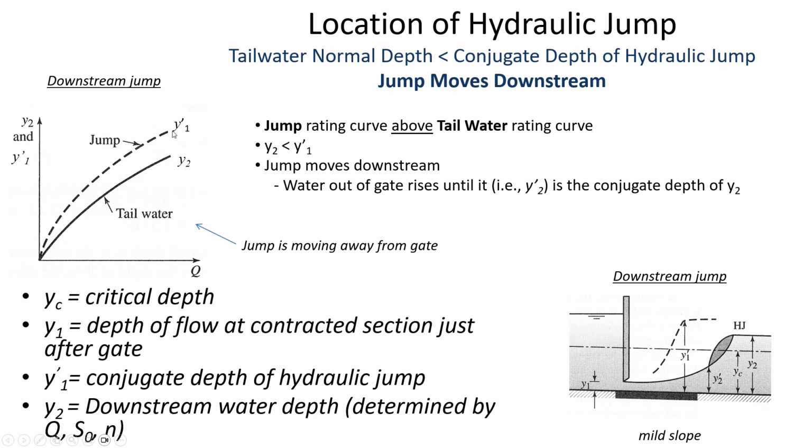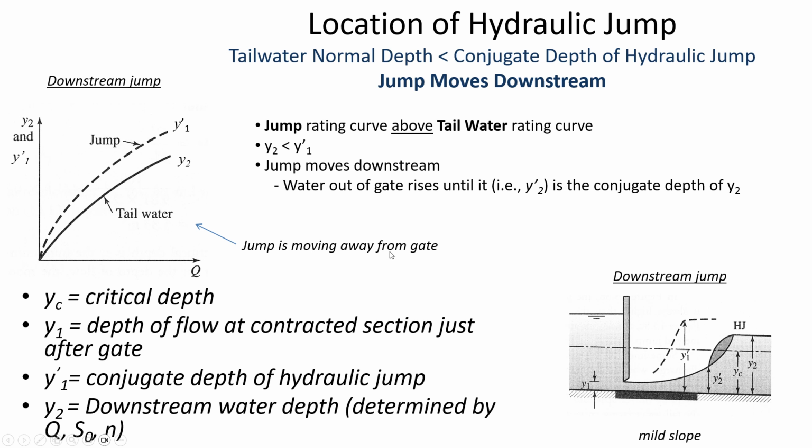So here, the hydraulic jump has a rating curve that's above the tailwater rating curve. And when that's the case, when the jump rating curve is above the tailwater rating curve, then the jump is going to move downstream until the water depth increases and matches. So here y'2 is going to be the sequent of the normal depth downstream. So the water out of the gate continues to rise until it's the conjugate of the depth y2, which is the normal depth based on the channel characteristics downstream.